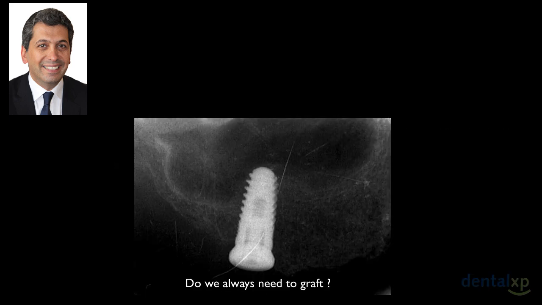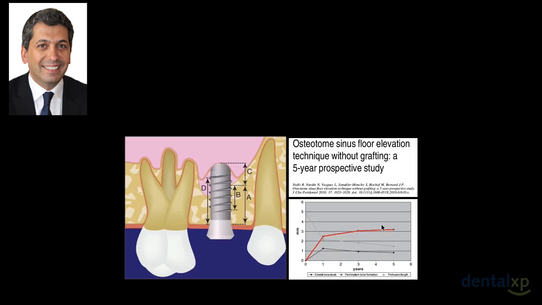Do we always need to graft when we do an internal sinus lift? Because there are a lot of authors that talk about placing implant without grafting. Like in this case, I just placed the implant with a tenting effect. I elevated the membrane and the blood clot that was formed between the Schneiderian membrane and the floor of the sinus was transformed into vital bone. There is this publication by Nadir and co-workers who showed that they could predictably lift up to 3 millimeter the sinus without using any bone graft.